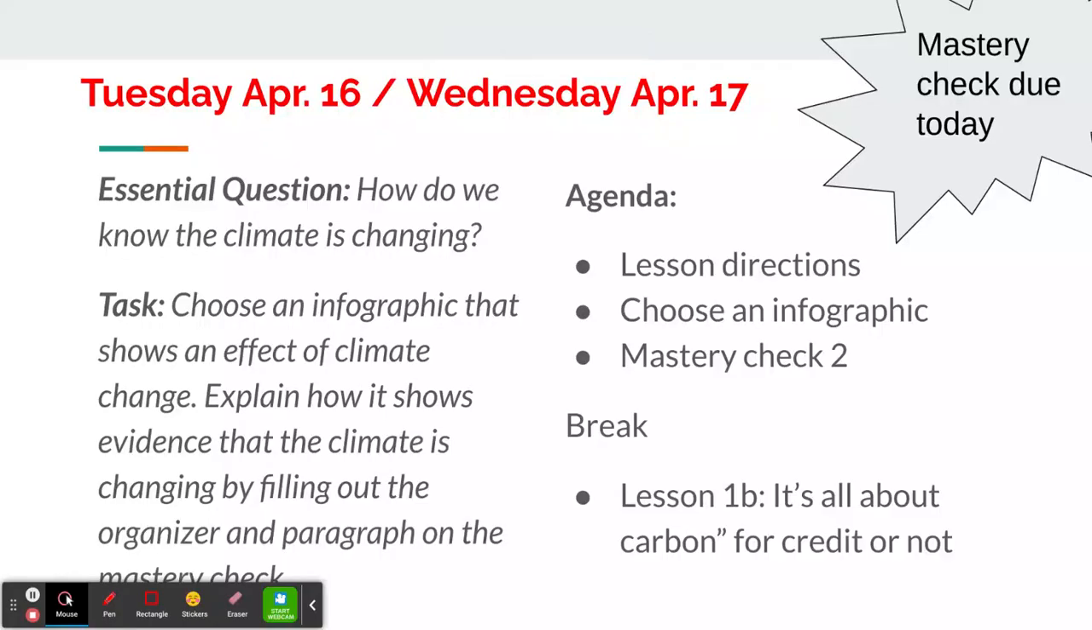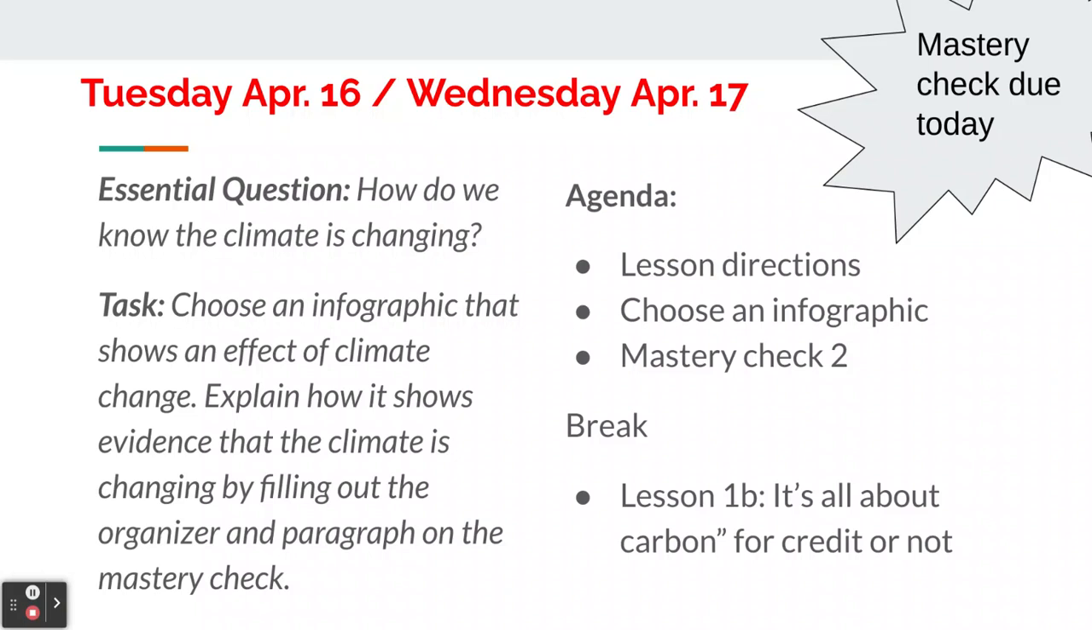So, your task for today is centering around the essential question: how do we know the climate is changing? And our main task is to choose an infographic that shows an effect of climate change. I have printed out 10 different infographics, and there's 3 copies of each one. So, your job is to choose one that makes sense to you and explain how it shows evidence that the climate is changing by filling out the organizer and paragraph on the mastery check.